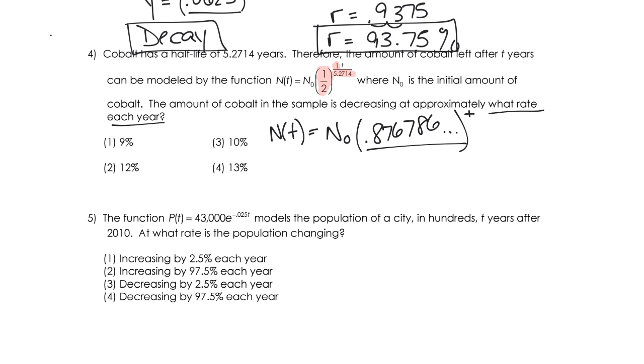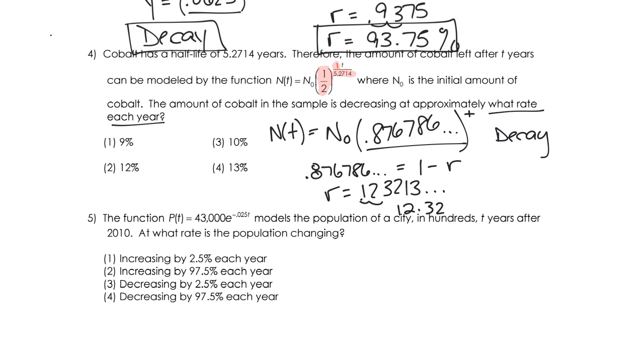And now we could say, yes, this is definitely decay, which we knew it was going to be because it was a half-life question. And because it's decay, we're going to take our decimal and put it equal to 1 minus r. We're going to subtract 1 and divide by negative 1 in order to get an r value of 0.123213... We're going to multiply by 100 or move the decimal so that it's 12.3213%. And so that is closest to choice... Be careful, that 3 is not going to round the 12, so we're going to say 12%, which is choice 2.